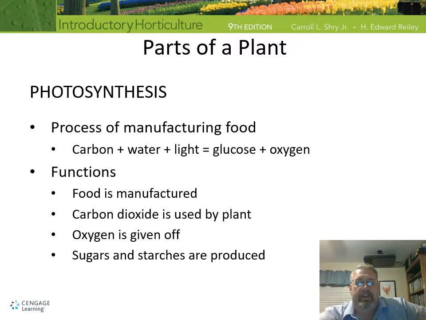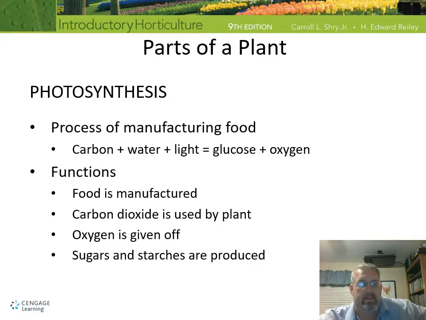The process of photosynthesis, which occurs inside the leaf, is basically the manufacture of a sugar or a food source for plants, or excuse me, for animals to consume. And the basic formula goes: you take carbon and water and light, which is sunlight, and if you add all these together, you basically get glucose, which is a short chain sugar, and then you also obtain oxygen, which is where you see that plants produce oxygen. It's from this process, this formula, that the oxygen is produced.